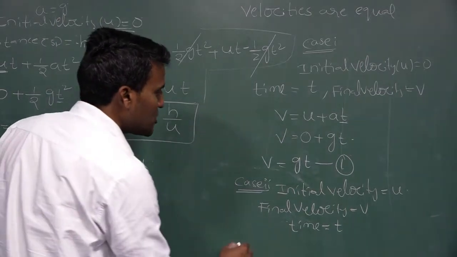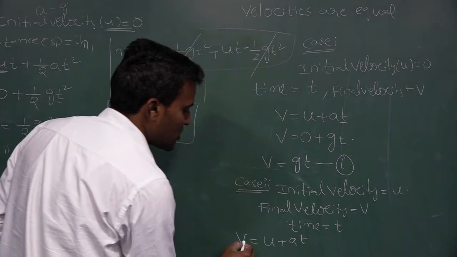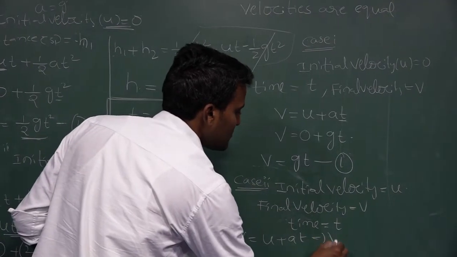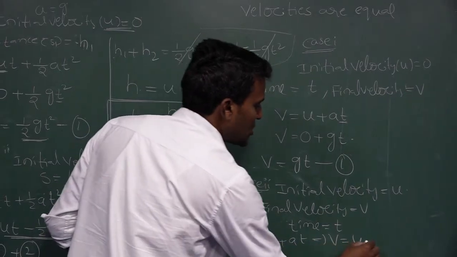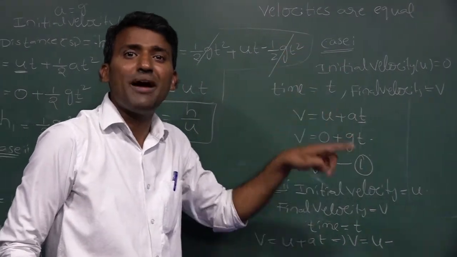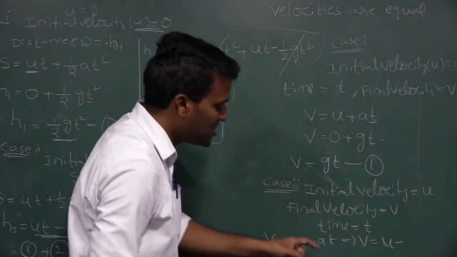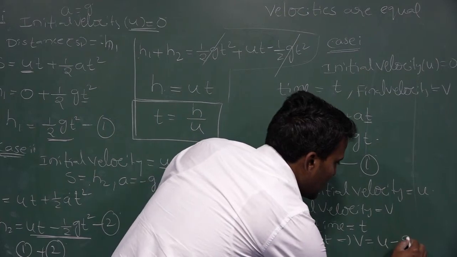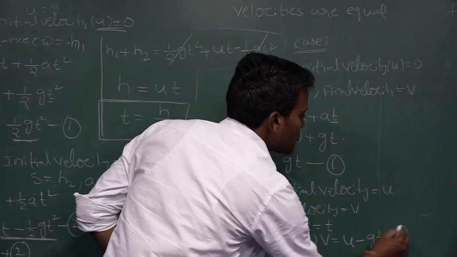Again we write the equation v equal to u plus a t. From this equation, v is v, u is u, and when the object is going in the upward direction, the acceleration is minus g. So a is minus g, and this is t. Now this is equation number 2.